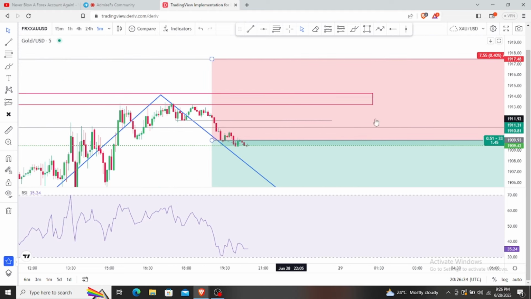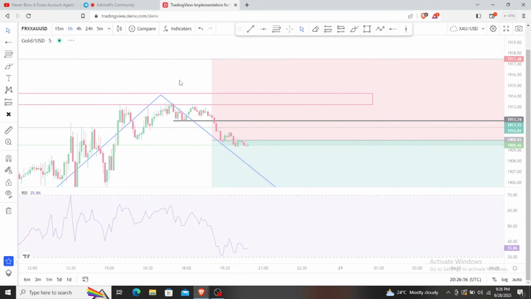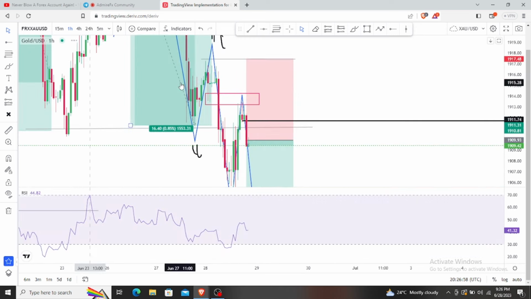So you can set your limit orders to, let me place a line there, 1911. Yeah, sell limit order to 1911.74. Still maintaining the same stop loss, guys. Don't miss your stop loss, very important. Still maintaining the same stop loss and the same take profits.